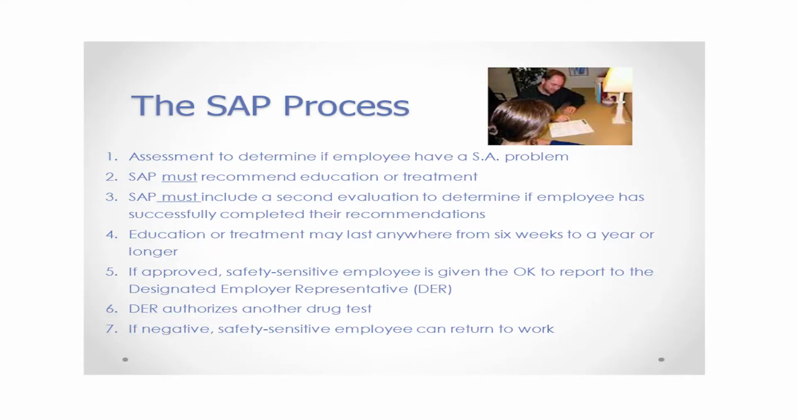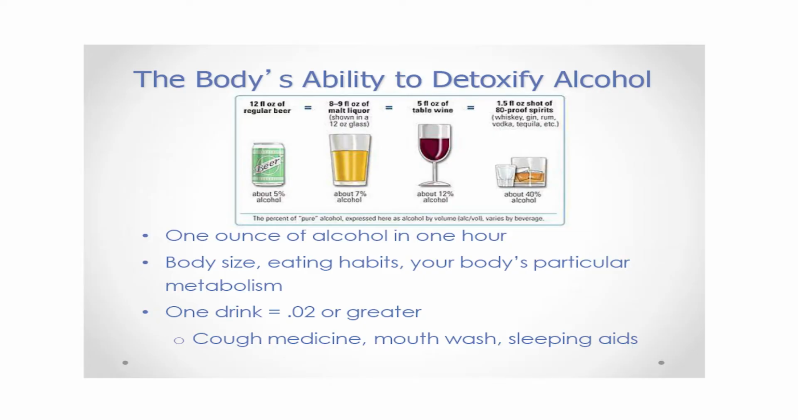And the SAP counselor must recommend education and treatment. So after that assessment, however serious they think the addiction is, they're going to give you a recommended amount of time for education and drug screens, and things like that. The SAP must include a second evaluation to determine if the employee has successfully completed all those recommendations. So after all those recommendations, then you have to get another assessment.